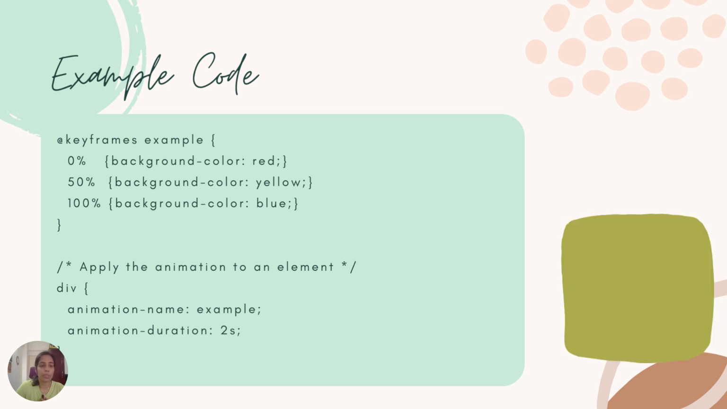We can specify the duration of the animation. So here the duration of the animation is 2 seconds. So at the starting, at 0, the background color will be red. Then after 1 second, the background color will be yellow, and at the 2-second time, the background color will be blue. So that is how this animation works.